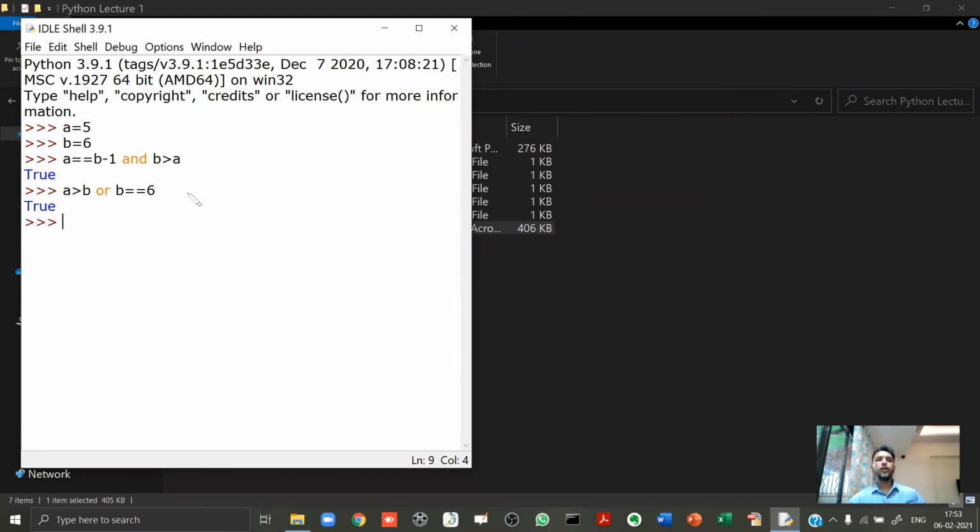All right. Once you understand that, now let's talk about not. What is this logical not? Very simple. The logical not reverses the logical value of its operand. So what it will do is, true will be made false and false will be made true. As simple as that. So for example, let's say I write not a equal to equal to 5 that way.